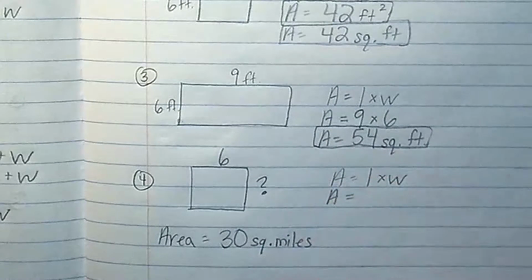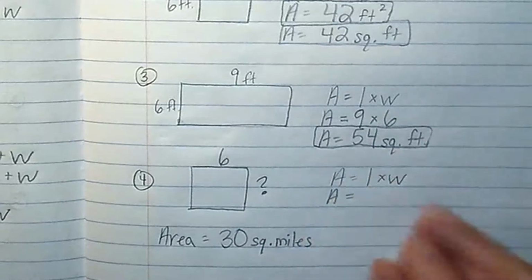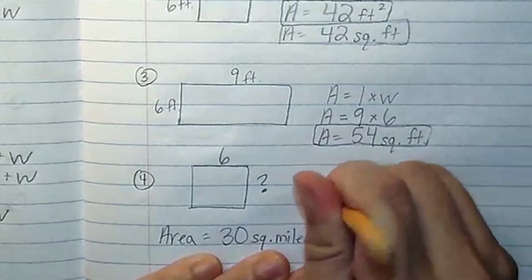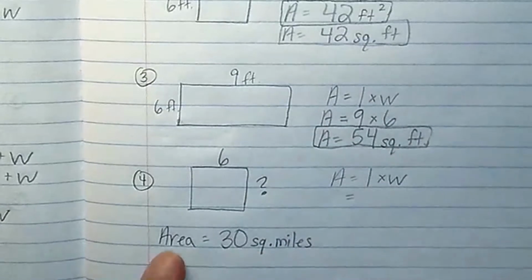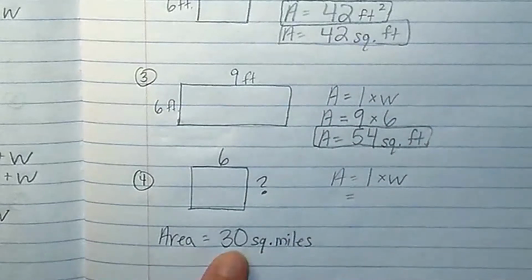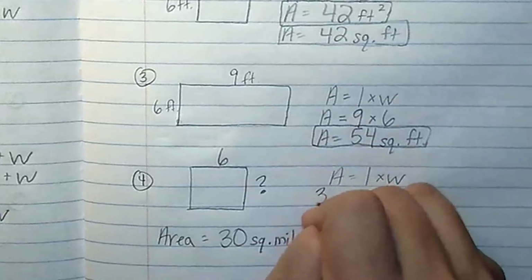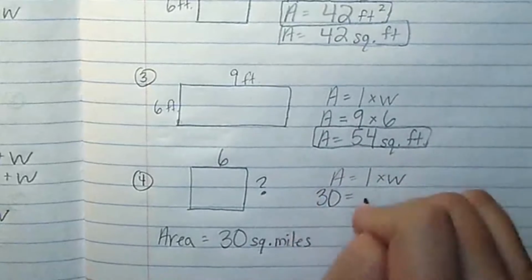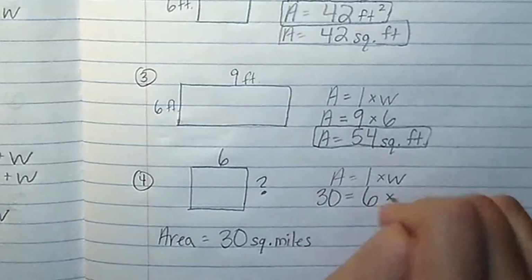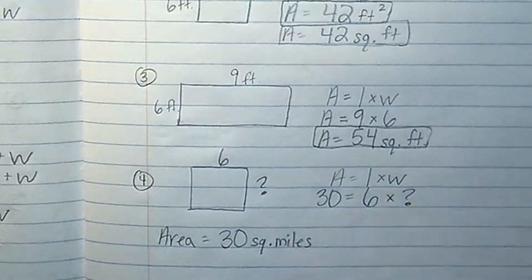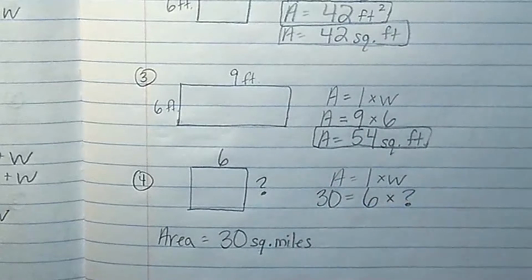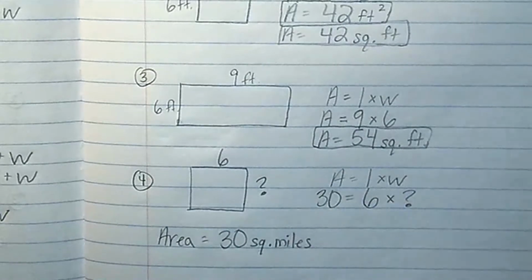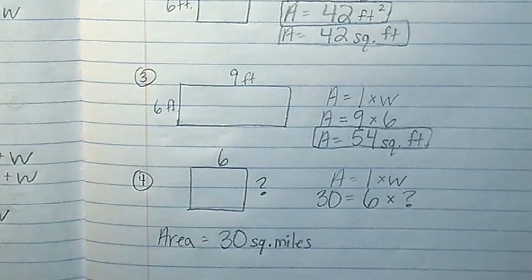Area equals, now wait a second, I made a too fast 4th grade teacher mistake. I know what the area is. How much is the area worth? It's worth 30. 30 square miles equals 6 times what number? Now, some of you multiplication masters know this in your head. 6 times what equals 30? If you don't know it in your head, you can skip count by 6s until you get to a number.